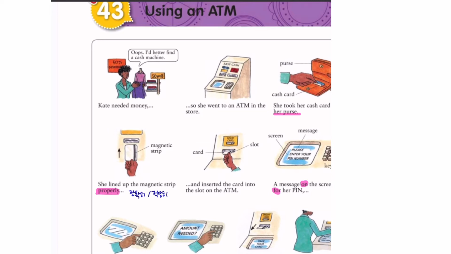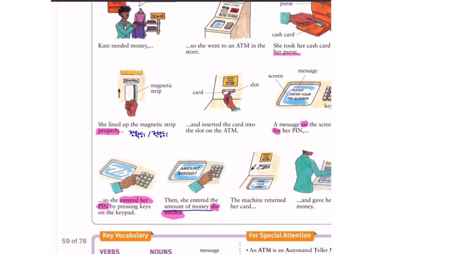A message on the screen asked for her PIN. So she entered her PIN by pressing keys on the keypad. Then she entered the amount of money she needed. The machine returned her card and gave her her money.